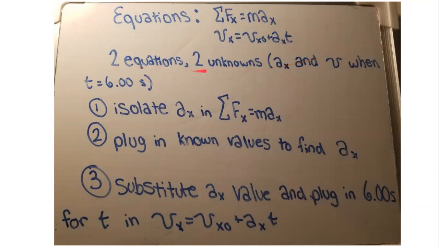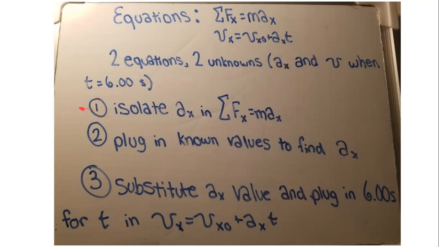We have our two equations, but we also have two unknowns. So that means that we can solve this. We're looking for a in the x direction because part A asks what's the block's acceleration, and part B is asking how fast is it going after 6 seconds. We are going to need to find acceleration in the x direction in order to find velocity. As you can see, there is the acceleration in the x direction in this time-dependent kinematic equation.